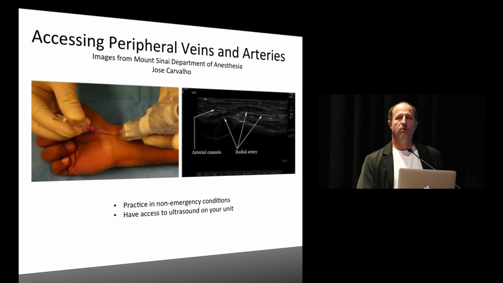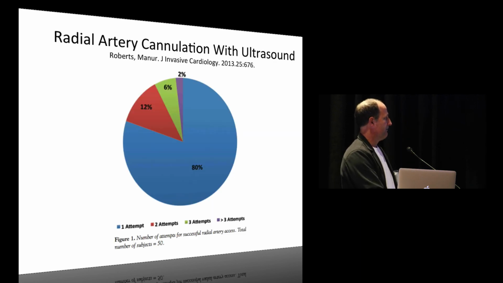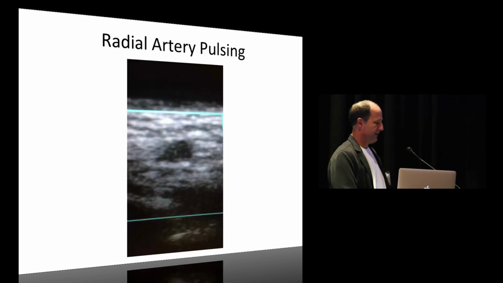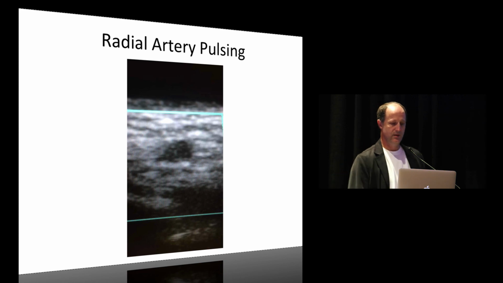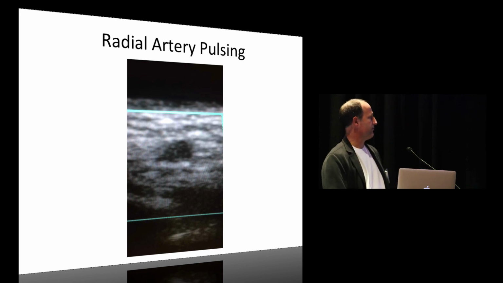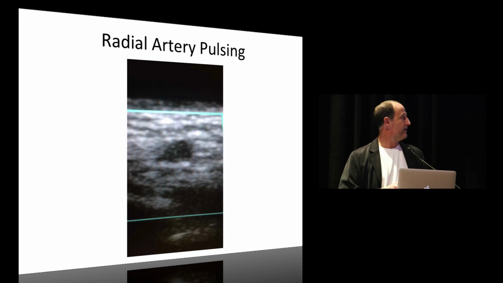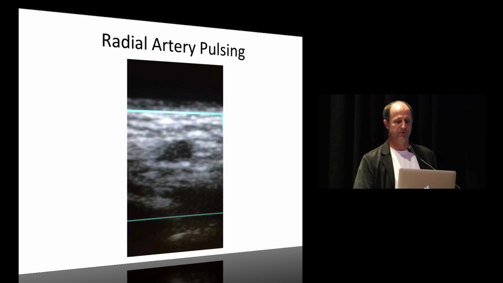Not only are you more likely to get an IV placed using this technique on the first try, but when you look at radial artery cannulation, 80% of the tries were on the first try with the ultrasound, and only 2% required more than 3 attempts to get in properly. You can also use the Doppler function to see a little bit of a pulse to make sure you're looking at an artery. The other thing is you push on the tissue with the probe, and if the vessel doesn't deflect or squash, then that's the artery, and it's pretty easy to see.